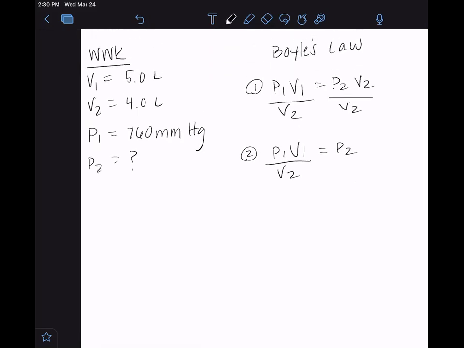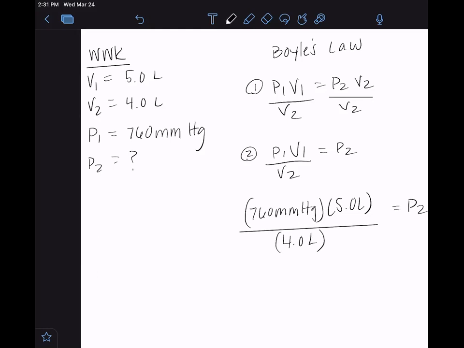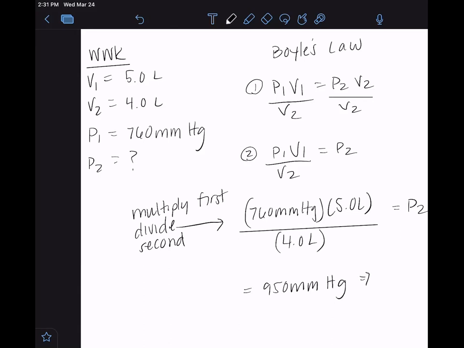So our initial pressure was 760 millimeters of mercury, and then our first volume was 5.0 liters, and then the second volume was 4 liters. And then we're going to say that that's equal to the second pressure. So multiply first, then divide. Hint, hint, hint. Multiply first, divide second. Always do that first. And so then we should get an answer of 950 millimeters of mercury equals P2.